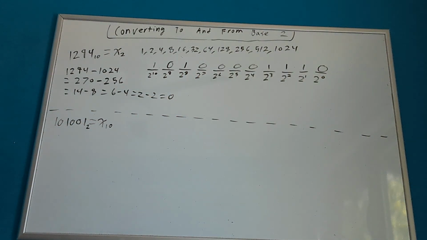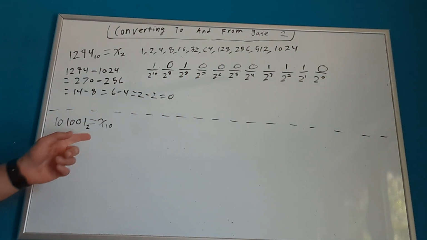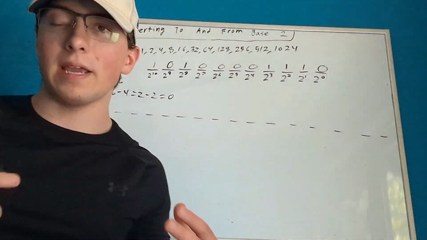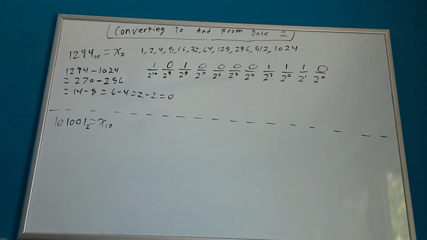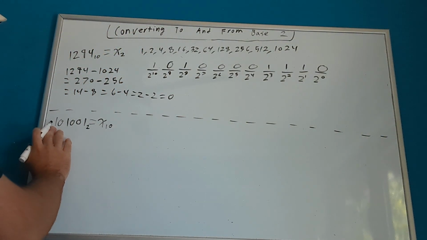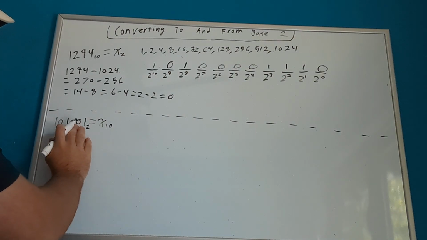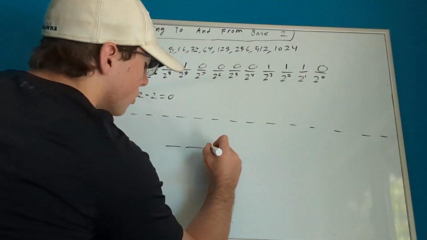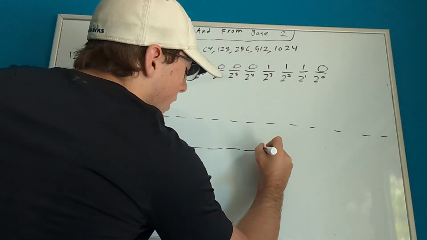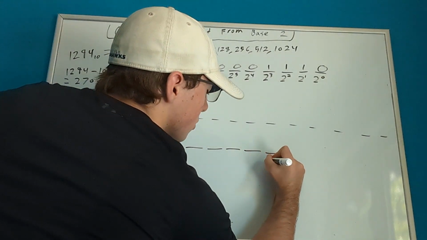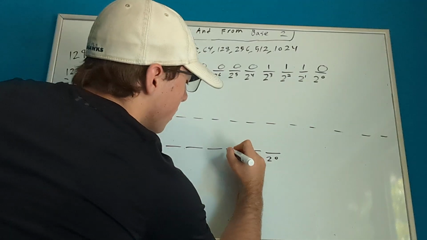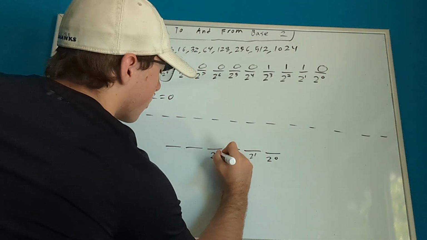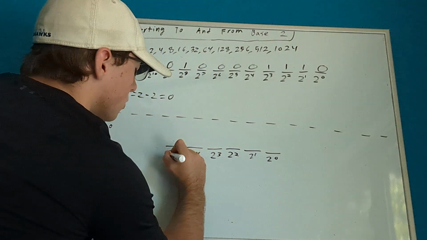Now, what we want to do is take something in binary and convert it to base 10. So how do we do that? Well, let's count the digits we have. We have 1, 2, 3, 4, 5, 6 digits. So we're going to draw 6 lines: 1, 2, 3, 4, 5, 6. And this is 2 to the 0, 2 to the 1, 2 to the 2, 2 to the 3, 2 to the 4, 2 to the 5.